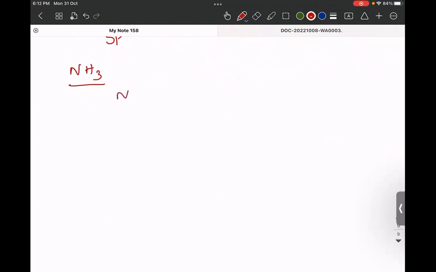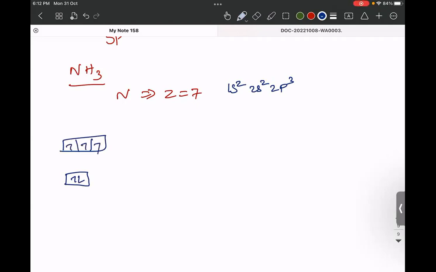So nitrogen means atomic number. What is the atomic number? Helium, lithium, beryllium, boron, carbon, nitrogen: 7. So the electronic configuration becomes 1s2, 2s2, 2p3. Leave that 1s. When the 3 hydrogens approach, for the nitrogen you have 3 unpaired electrons in the 2p orbital, right?